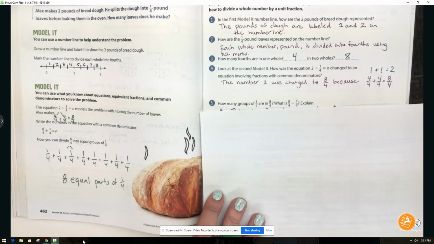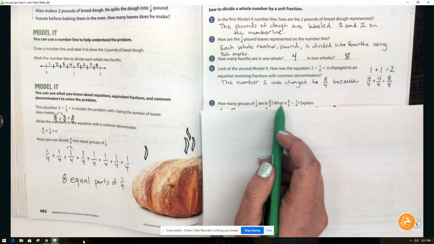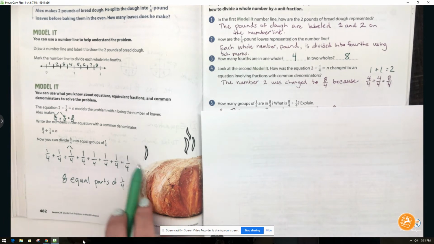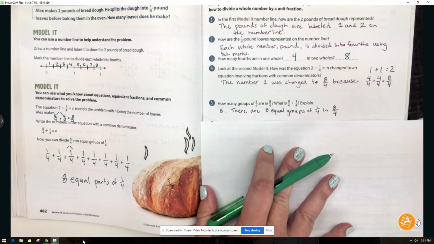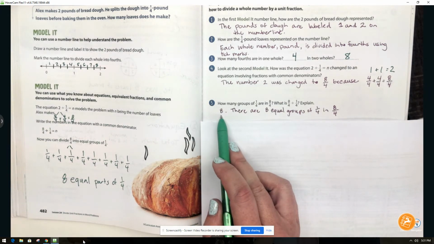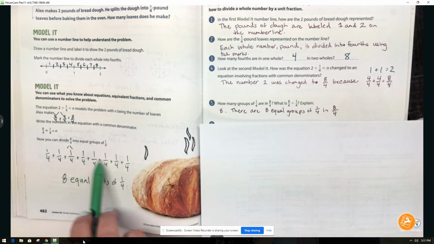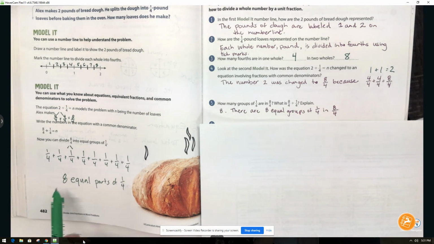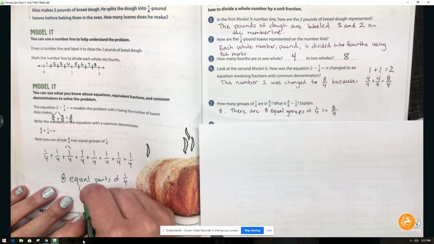All right, let's go to number 5. So now, how many groups of 1/4 are in 8/4? What is 8/4 divided by 1/4? Now, I already did that work over here and talked about it. So I'm just going to show you what I wrote here. It says, we know that there are 8. There are 8 equal groups of 1/4 in 8/4. And so here's how I showed you how I broke this 8/4 up into 8 groups of 1/4, or 8 equal parts of 1/4. That's how we know that there are 8. So equal parts is kind of the same as groups.